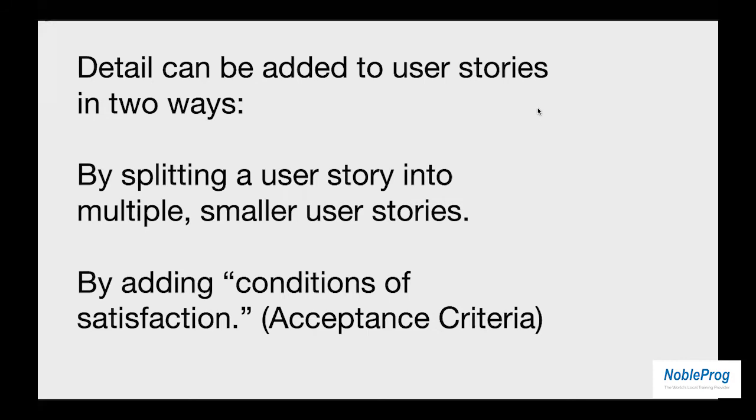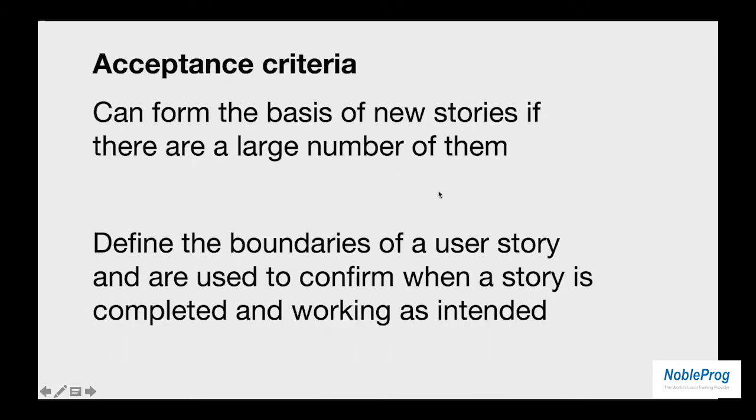What we can also do is, if that original story is quite big, we can break it down into multiple stories. And quite often, if you have lots of acceptance criteria on a story, it's probably worth breaking it down into some sub-stories. But let's think about the acceptance criteria then. As I mentioned, they can form new stories if there's quite a few of them, or typically what we can use them for is just to define the boundaries of what we are working with.